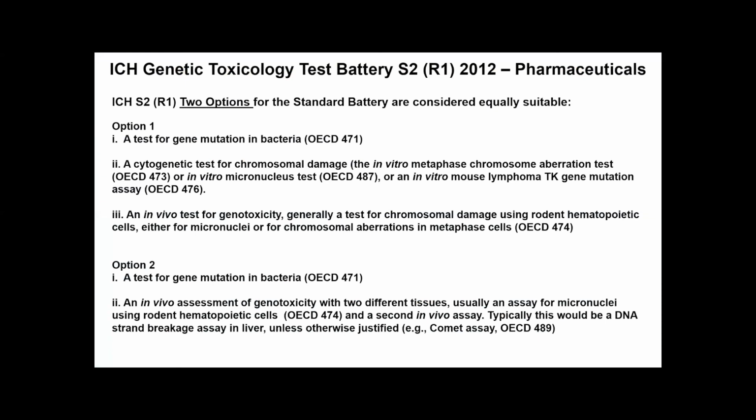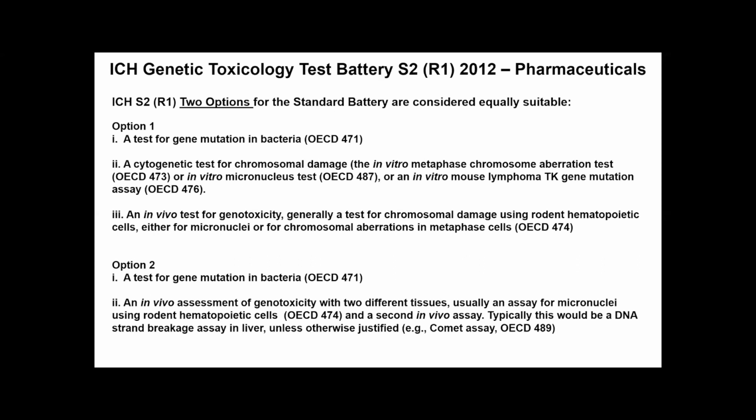The genetic toxicology test battery first came out in 1997. It was revised in 2012. I forgot to spell out ICH. That stands for International Council for Harmonisation of Pharmaceuticals. It's an organization that decided that instead of having each country or region, like the United States, Europe or Japan, have different gene tox testing requirements, this is an attempt to harmonize all the testing requirements. And now, since 2012, this is what's ruling the day.